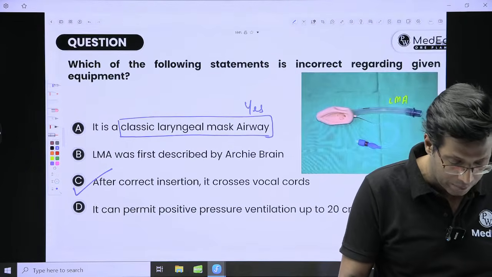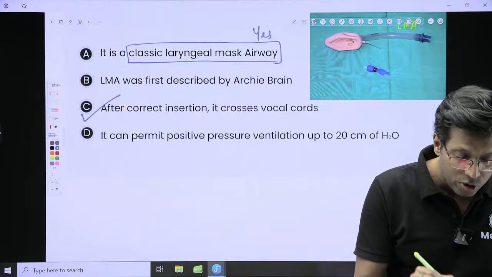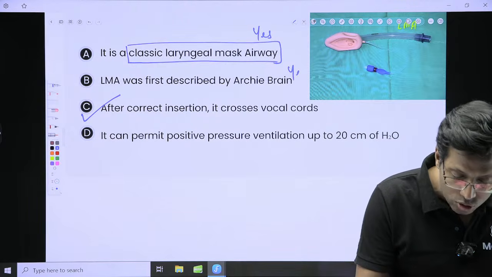That is the incorrect statement, right? Here we had already seen this is the incorrect statement. The second point is LMA was first described by Dr. Archie Brain. Yes, this is also correct.